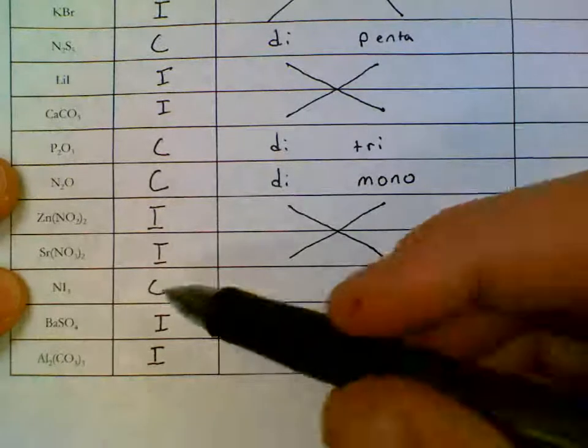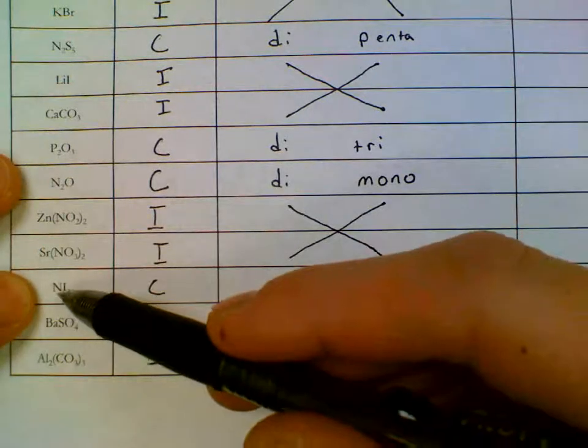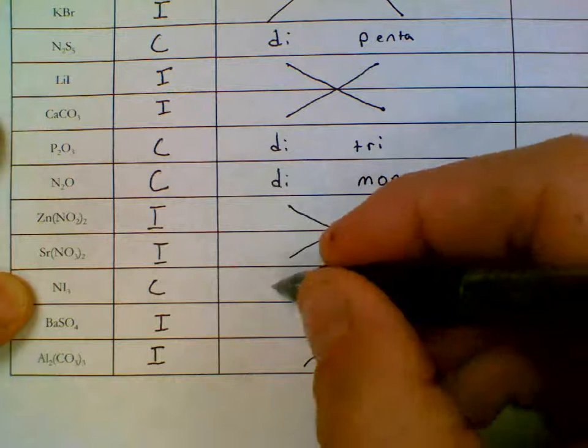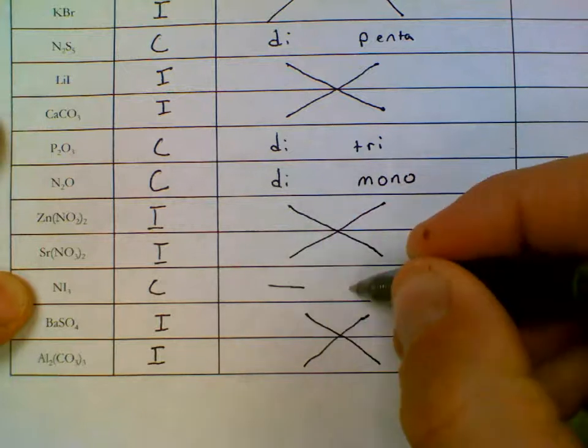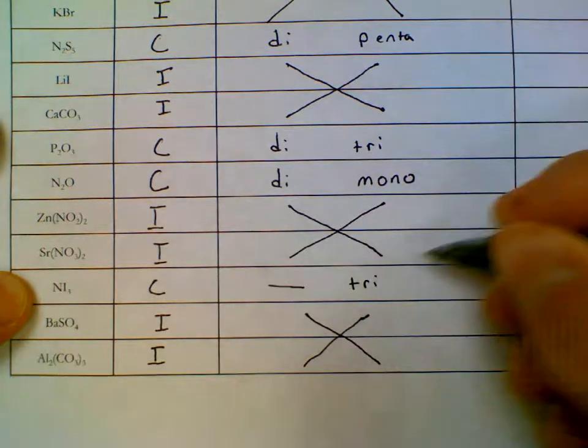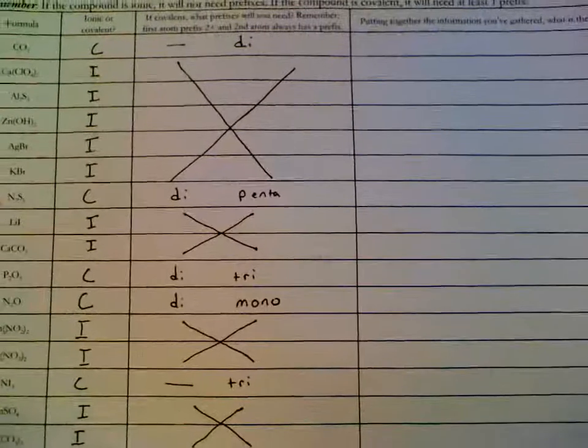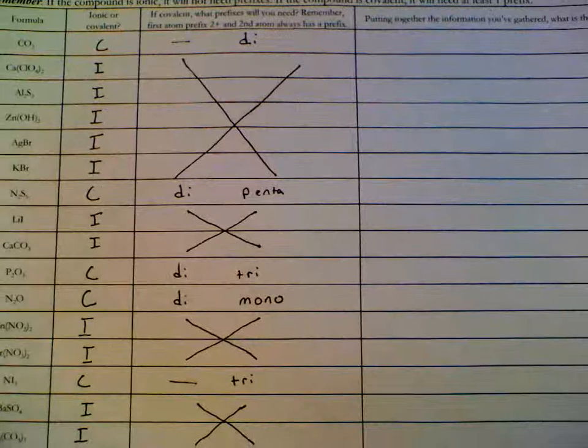Then the last one, we have 1 copy of nitrogen and 3 of iodide. So nothing for the first atom, prefix tri for the second. Putting this all together. Now, when we name compounds, it's normally best to try to group the types so we don't over-apply rules. So we'll just do all the covalents here first.